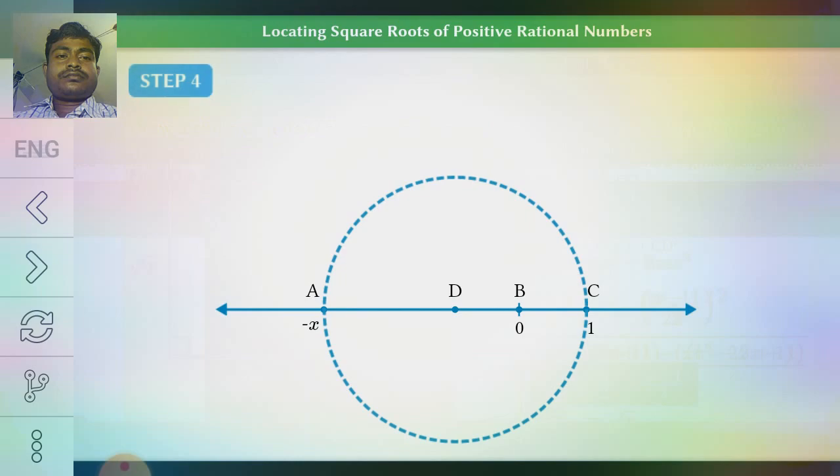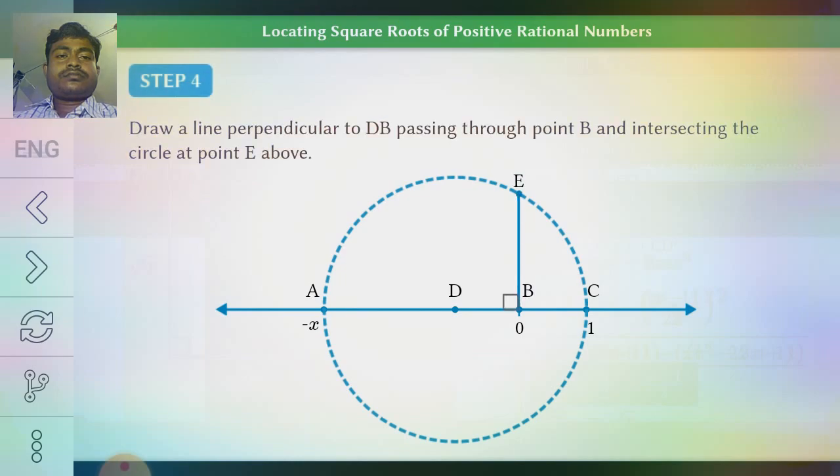Step 4. Draw a perpendicular to DB, passing through point B and intersecting the circle at point E above. Now, we have a triangle in which the base is (x minus 1) by 2 and the hypotenuse is (x plus 1) by 2. As we learnt, in such cases, the perpendicular calculates to the square root of x. Thus, BE is equal to the square root of x.